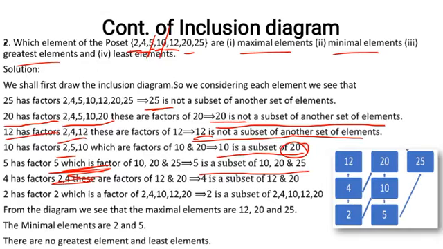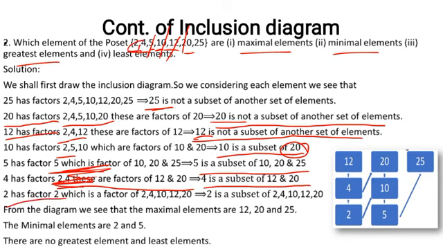So for 4, factors of 4 are 2 and 4, and 2 and 4 divide which other elements? They can divide 12, they can divide 20. So that's why 2 and 4 are factors of 12 and 20. So meaning that 4 lies under 12 and 20, right? And finally, the last element, which is 2.